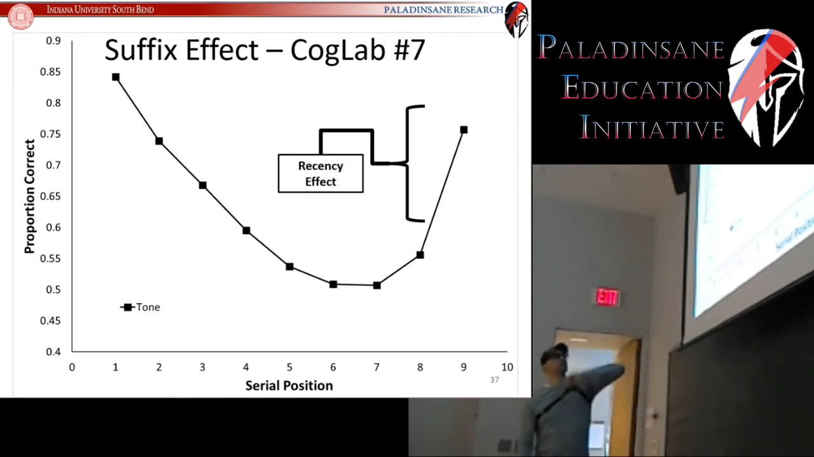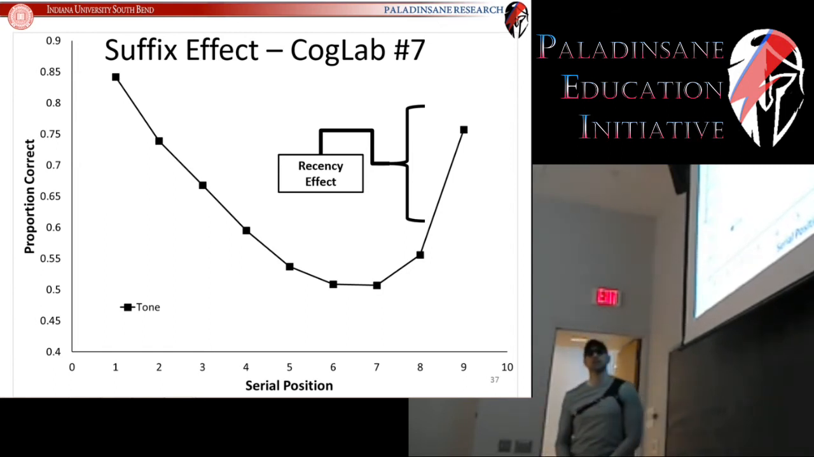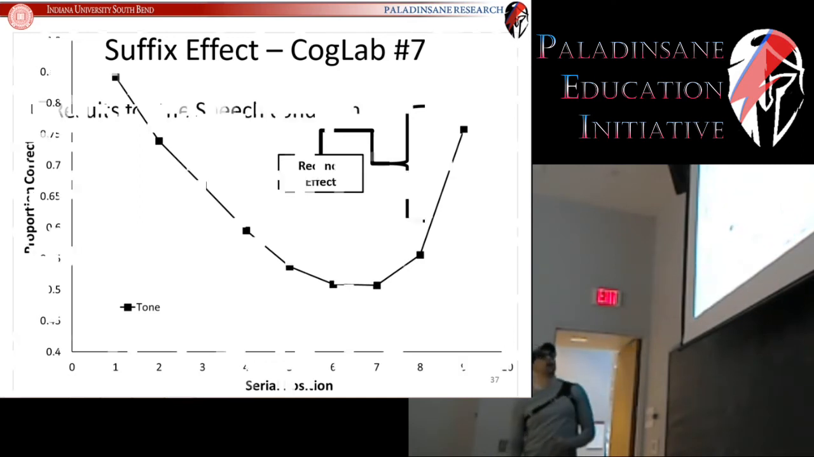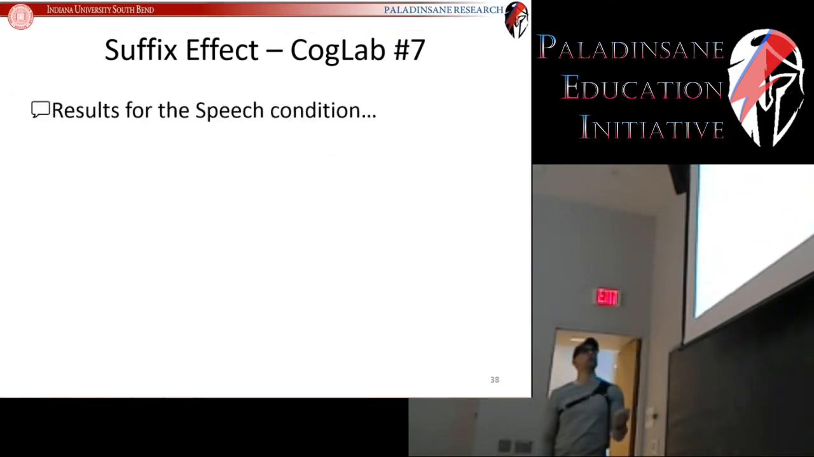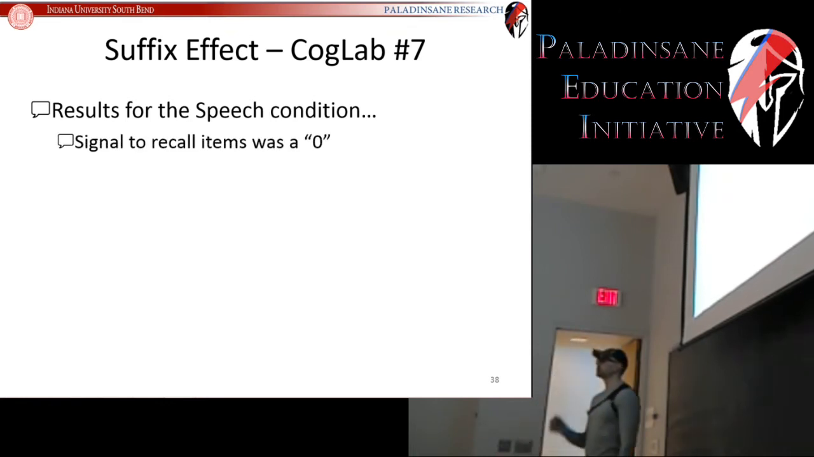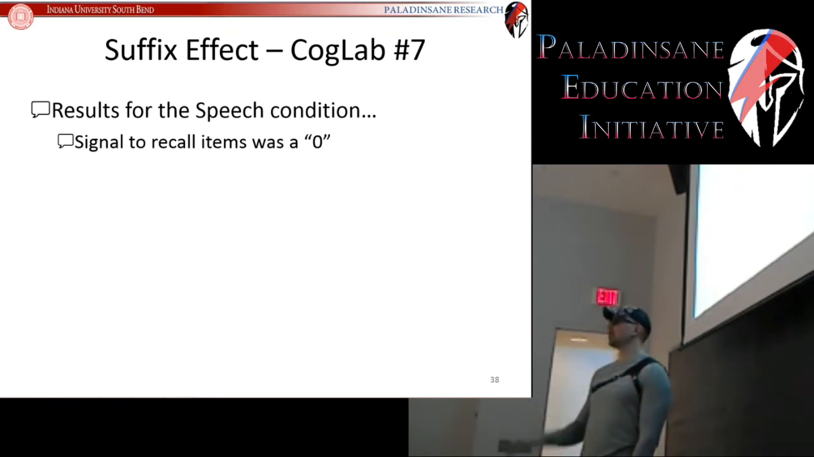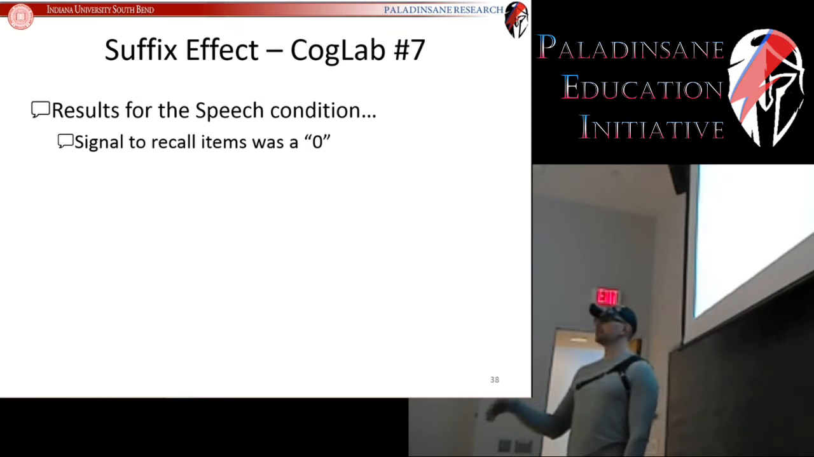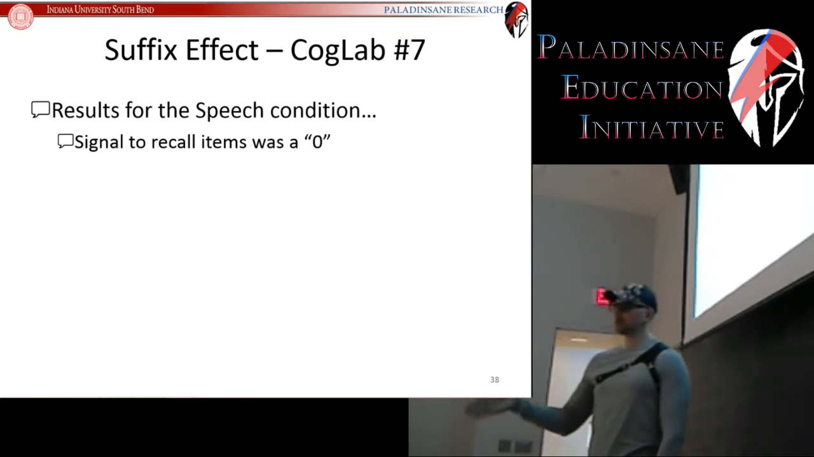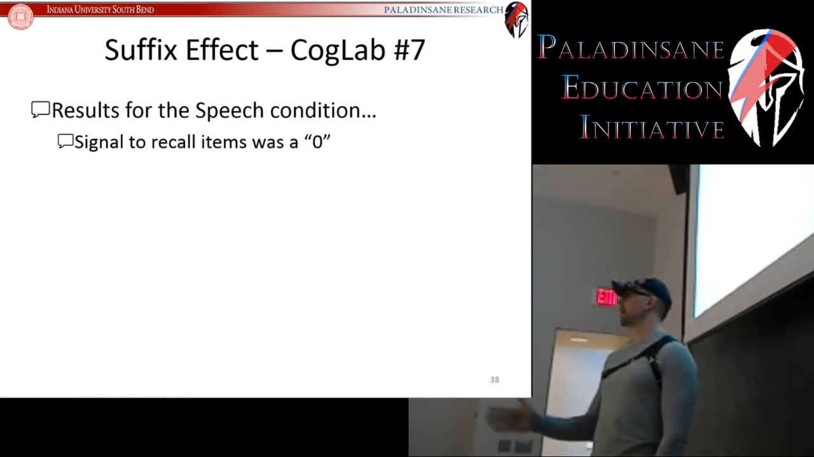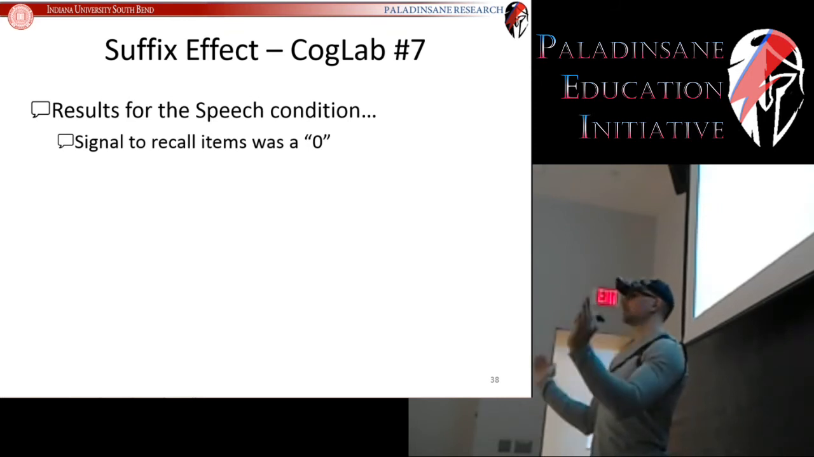All right, so this is the data for the beep, and this is your very typical, very classic serial position curve where we have the primacy effect at the beginning and the recency effect at the end. All right, for the speech condition. In the speech condition, your signal to recall the item was a 0. And it's important to remember that you were in no way thinking that you needed to remember the 0. You were in no way fooled that you were trying to remember the 0. You were told explicitly, numbers 1 through 9. On the screen, there were only numbers 1 through 9.